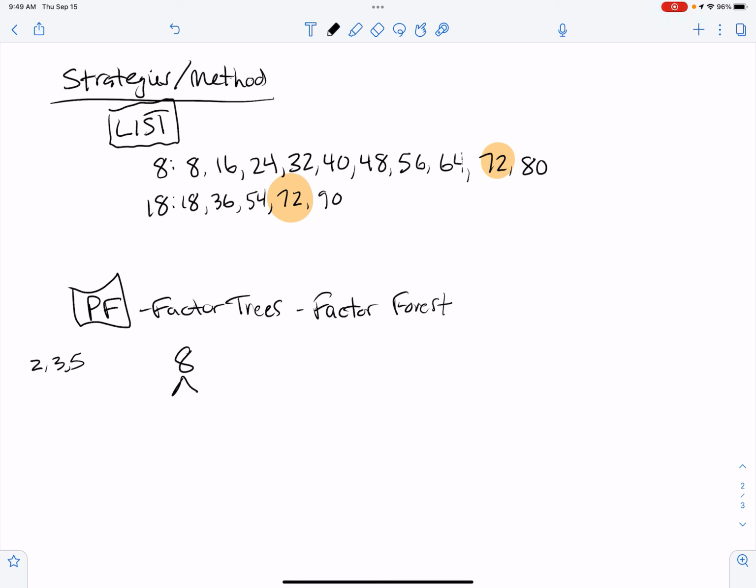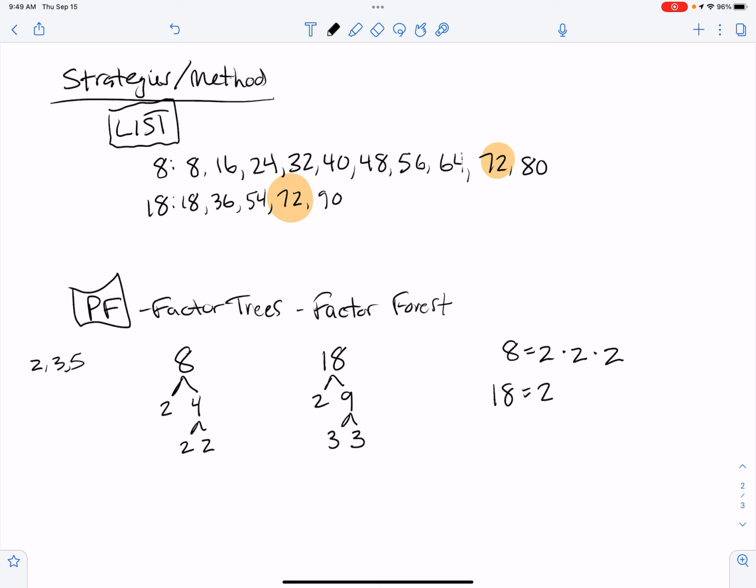I know 8 is even, so it can be divided by 2, 2 and 4, and then 4 can be divided by 2 and 2. So 8 equals 2 times 2 times 2. Now let's repeat that process with 18. Again, it's even, so we know that 2 and 9 are factors, and 9 has the factors of 3 and 3. So 18 equals 2, and now this is where it's going to be a little bit different.